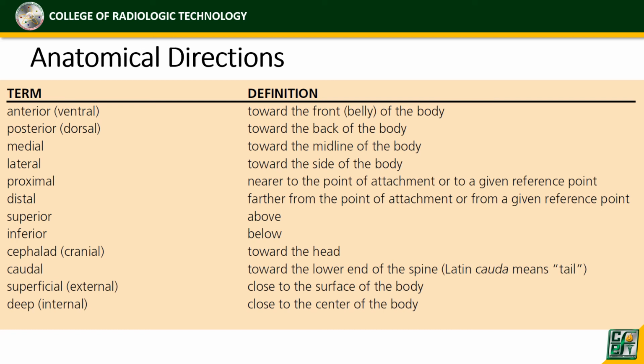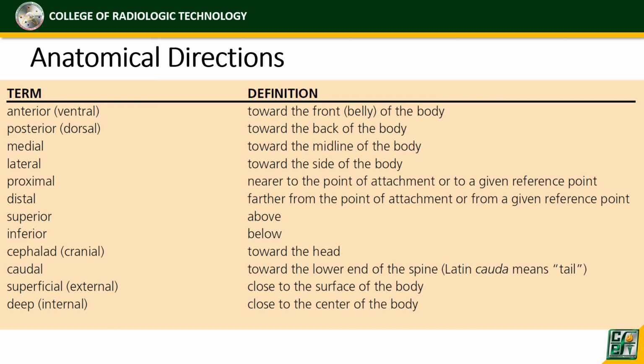Again, pag sinabing distal, malayo sa point of attachment. The point of attachment in the upper extremities is our shoulder. So distal humerus is the part of the humerus closer to the elbow and farthest from the shoulder. Proximal humerus is the part of the humerus that is closest to the shoulder. Clear?